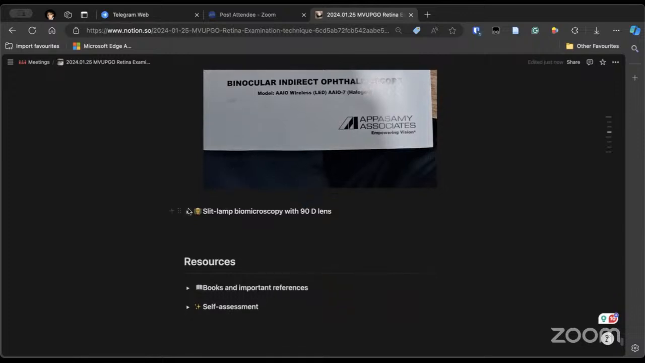Do we carry our own direct ophthalmoscope to the exam? You need not carry. If you want to carry, you can carry. I think they will allow it also. If you want to carry your own direct ophthalmoscope and your own 90D and 20D, that is allowed in most exams. Okay.